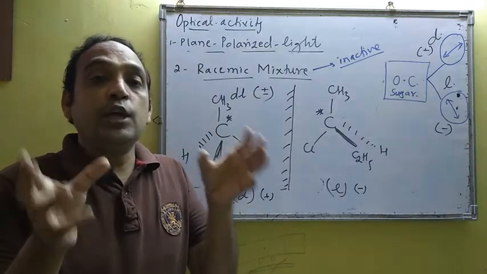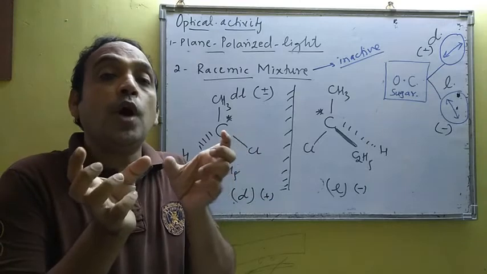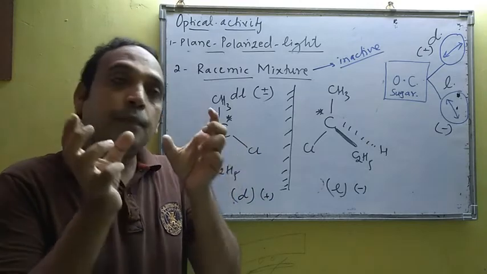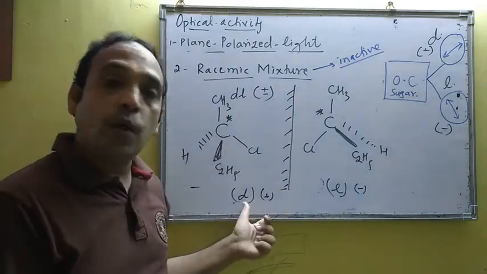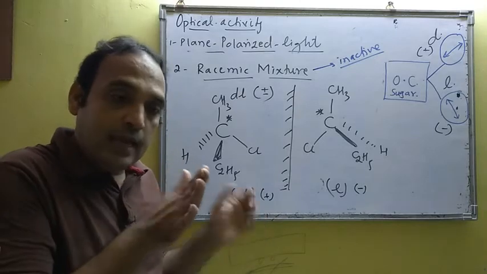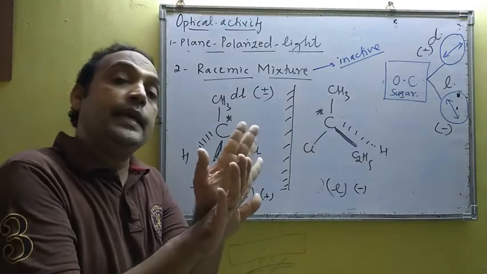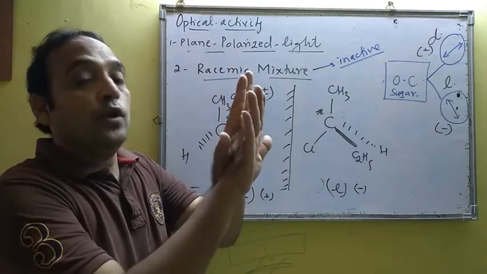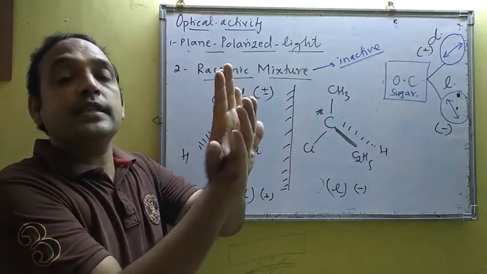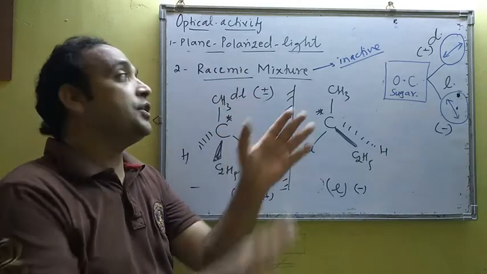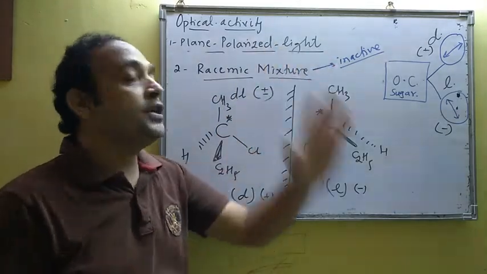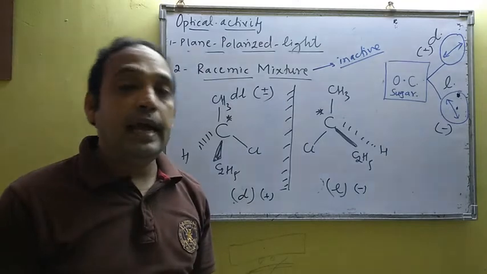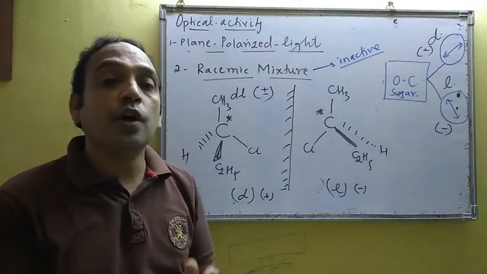And the equimolar mixture of two opposite rotatory substances, meaning one is dextro clockwise and the other is levo anti-clockwise, is called a racemic modification. One rotation is cancelled by another rotation, and that's why a racemic mixture is always optically inactive.